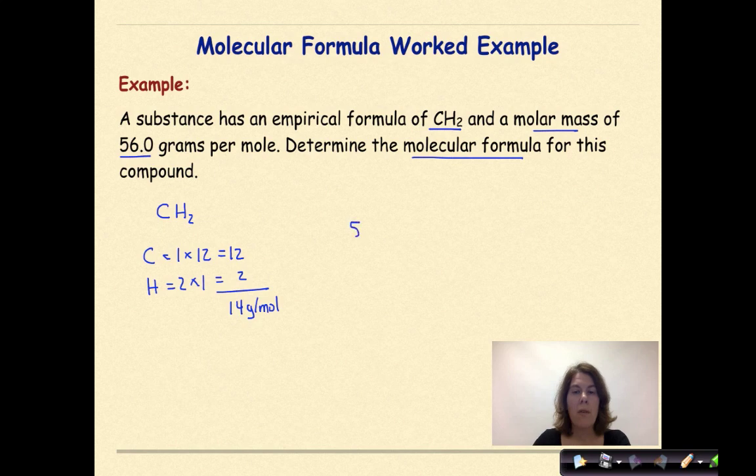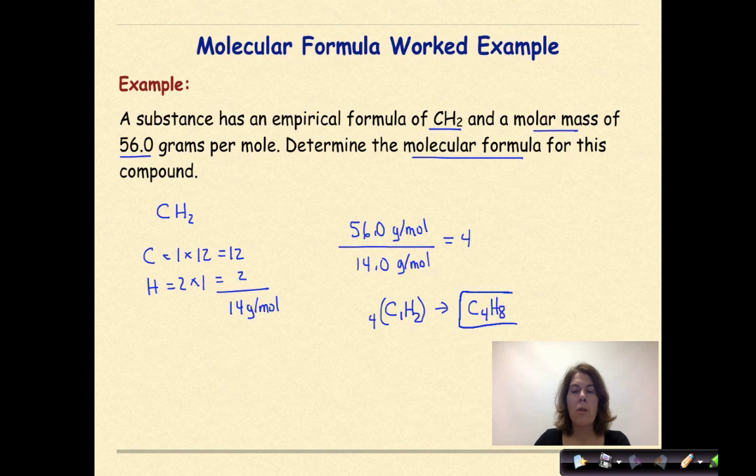We are given 56.0 grams per mole for our molar mass. We're going to divide that by 14 grams per mole. And when we divide this out, 56 divided by 14 is 4. So our empirical formula that's given to us is C1H2. We're going to multiply those subscripts by 4. So our molecular formula is going to be C4H8. And that is another example of how to find the molecular formula when given the empirical formula and the molar mass.